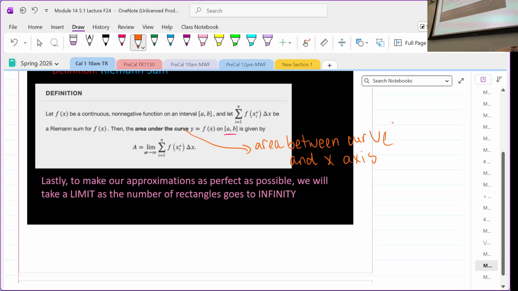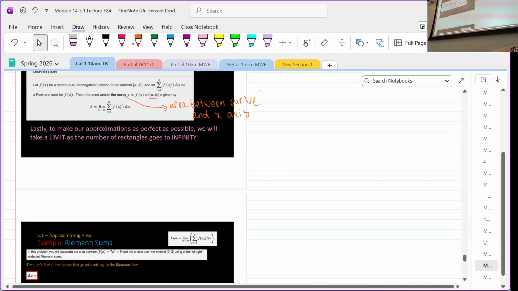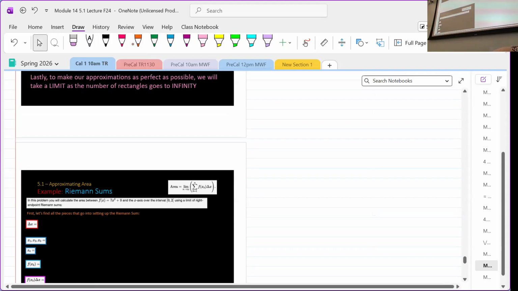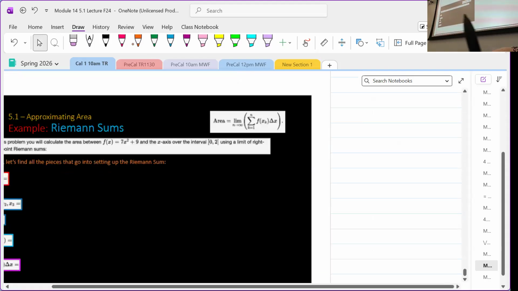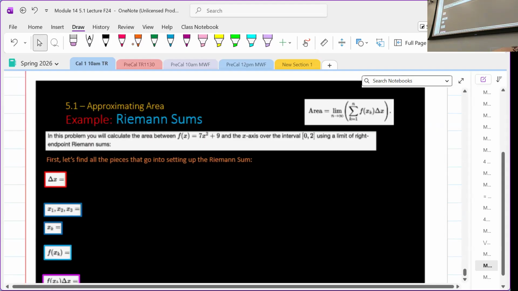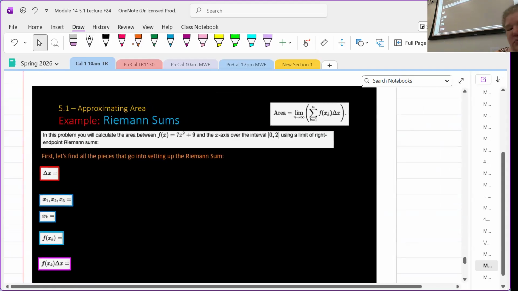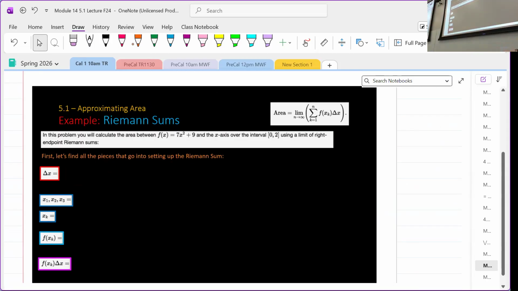So we do our summation, and then we just let the number of rectangles go to infinity. And it seems like this would make the end result quite ridiculous. But we'll actually get finite formulas that we can use for the approximations.